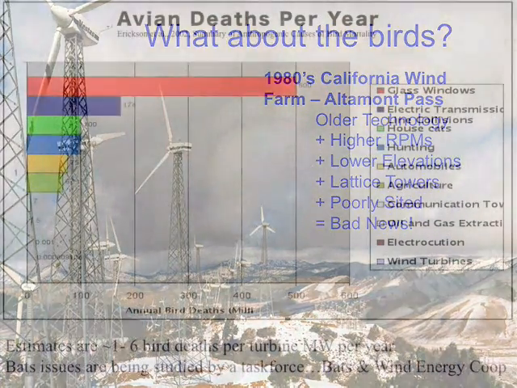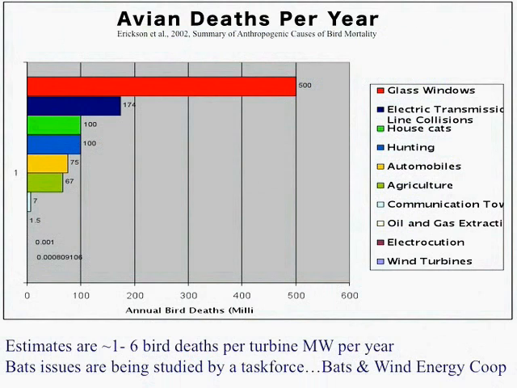And so you will see this is a chart of avian deaths per year, and this was from a study by Erickson and Company. They found that glass windows were actually the largest human-caused cause of death for birds. Electrical transmission lines were next. House cats and hunting, automobiles. You see them by the side of the road. Wind turbines were completely insignificant.